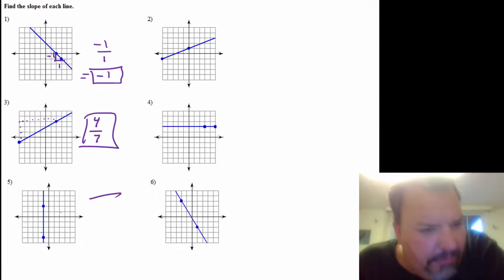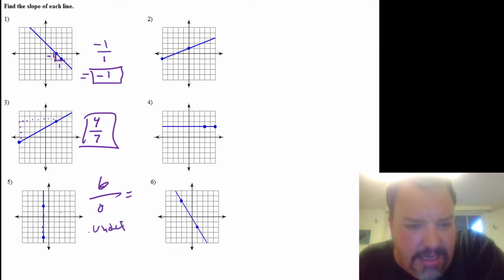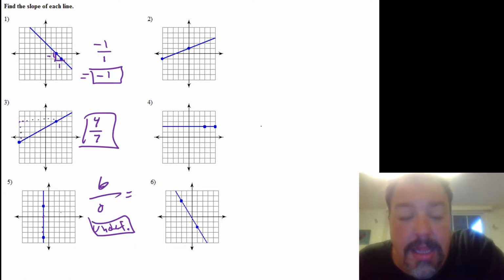For number 5, the rise is 1, 2, 3, 4, 5, 6, but the run is 0. 6 divided by 0, you can't divide by 0, so this one is undefined. So this one is a vertical line. I usually just abbreviate undefined like this, so undef. And that's how we find the slope from a graph.